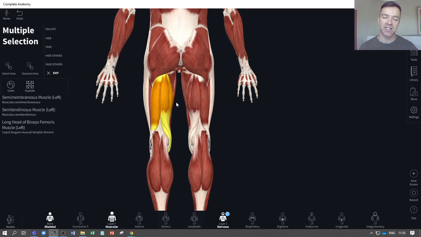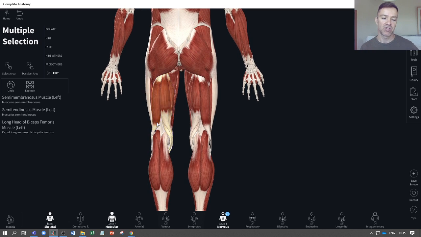So they are your glutes, your gluteus maximus, your gluteus medius, your gluteus minimus, your piriformis muscle, and your hamstring muscle group. The hamstring muscle group has your biceps femoris, your semimembranosus, and your semitendinosus. That is all I wanted to cover for today.